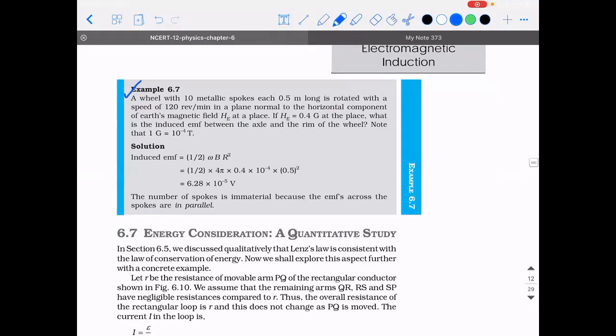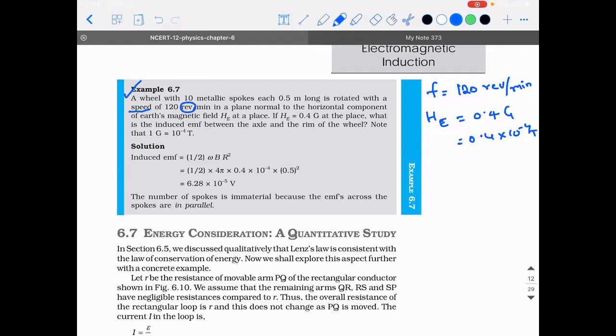So try this problem. There is a wheel with 10 metallic spokes, each of 0.5 meter long, rotated with a speed of, see here, though they use the word speed, look at the unit. Revolution per minute is frequency. So frequency is 120 revolutions per minute, in a plane normal to the horizontal component of the Earth's magnetic field. The Earth's magnetic field intensity is 0.4 Gauss or 0.4 into 10 power minus 4 Tesla, because 1 Gauss is 10 power minus 4 Tesla. What is the induced EMF between the axle and the rim of the wheel?